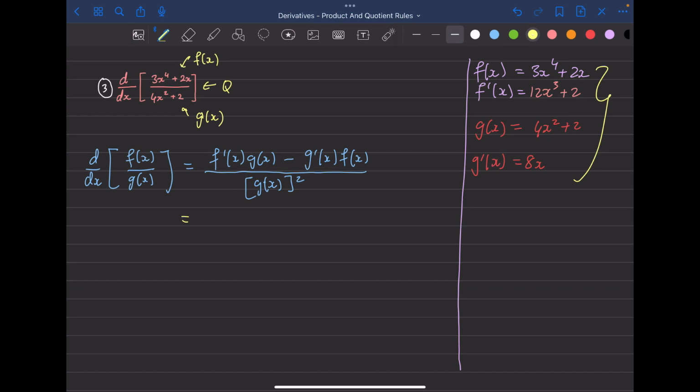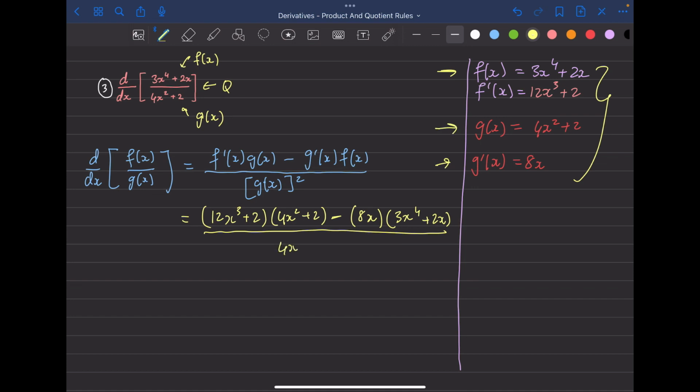So let's first plug in f prime of x, that is equal to 12x cubed plus 2, and multiply that by g of x. G of x, as we know, is 4x squared plus 2. So multiply that by 4x squared plus 2, and then minus g prime of x, which is 8x, so minus 8x times f of x, which is 3x to the power 4 plus 2x. And that's the numerator. For the denominator, you just square g of x. So this would be 4x squared plus 2, all squared.